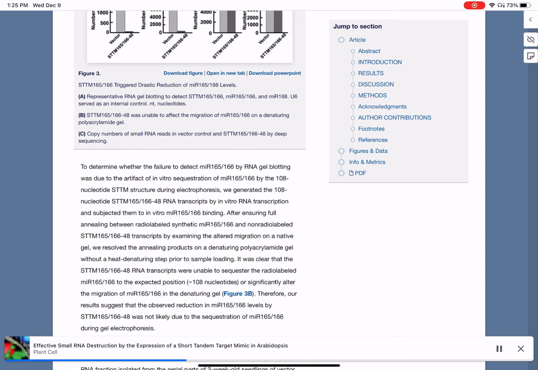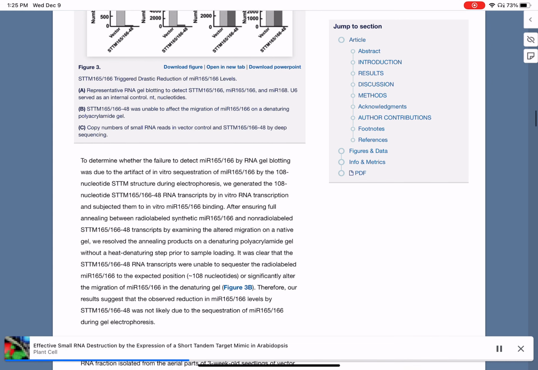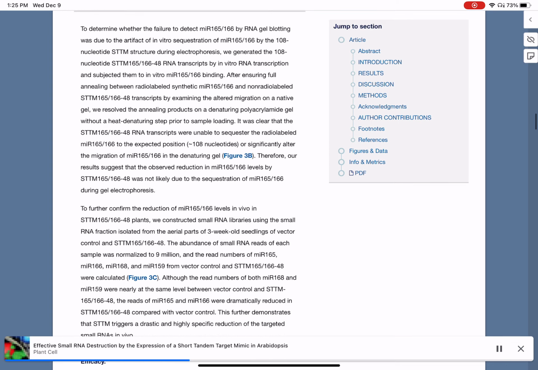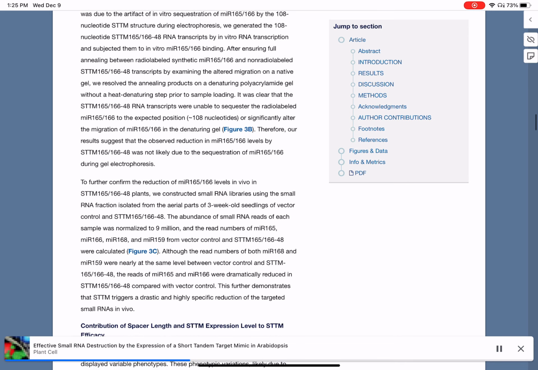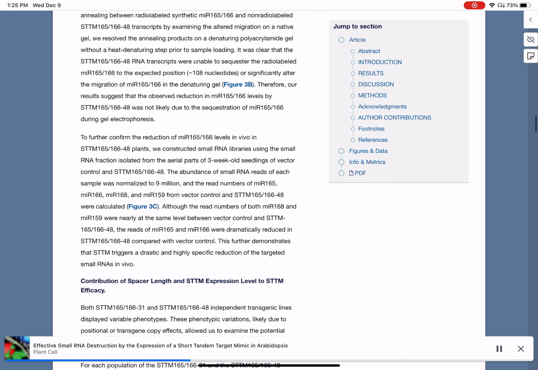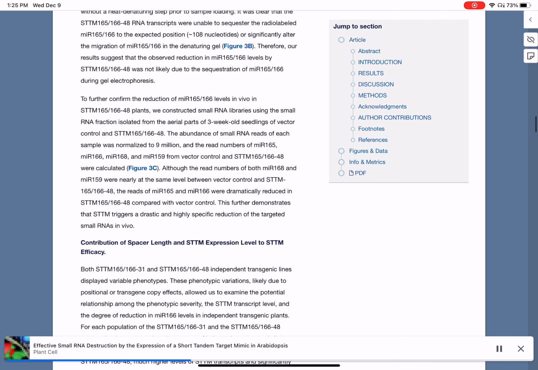It was clear that the STTM-165-166-48 RNA transcripts were unable to sequester the radiolabeled miR-165-166 to the expected position, approximately 108 nucleotides, or significantly alter the migration of miR-165-166 in the denaturing gel, Figure 3b. Therefore, our results suggest that the observed reduction in miR-165-166 levels by STTM-165-166-48 was not likely due to the sequestration of miR-165-166 during gel electrophoresis.